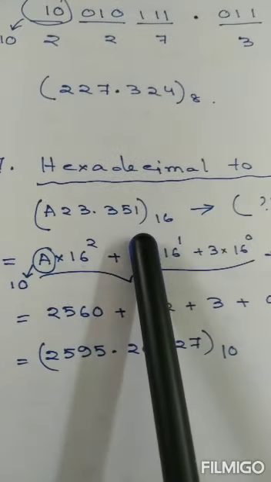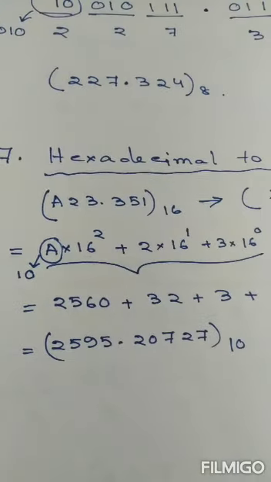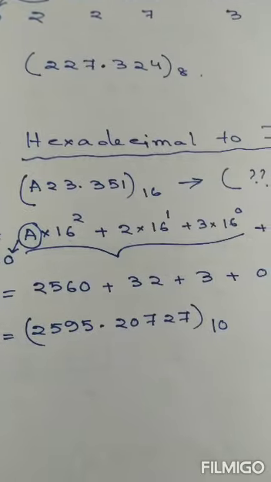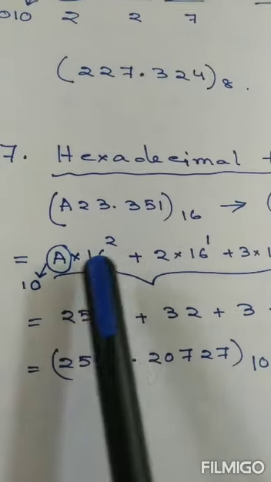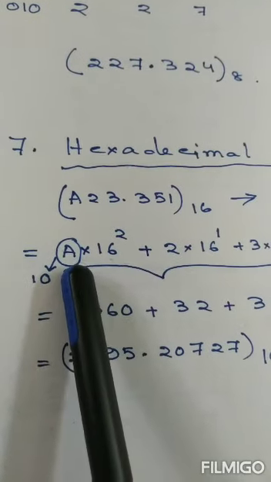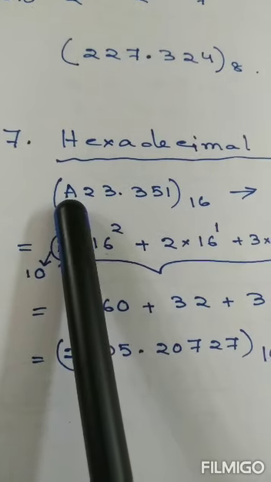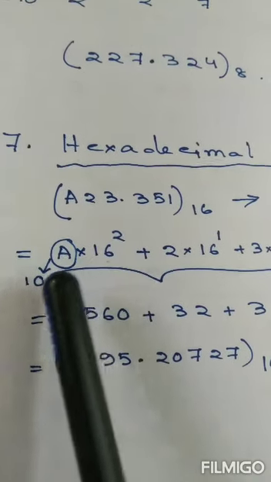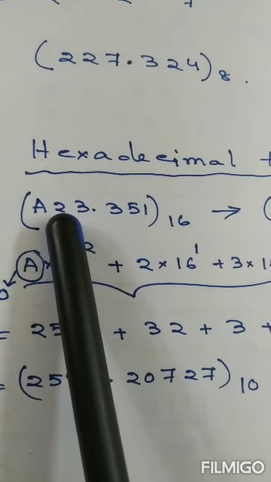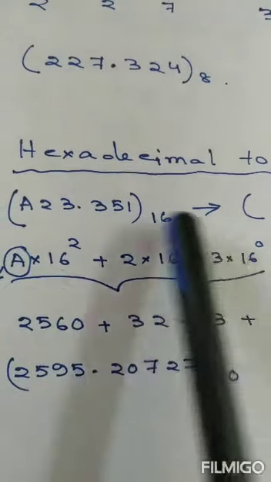So what is the process? Similarly, like the previous one, multiply with the weightage value and add the values. First of all, A means 10. So 10 into, what is the weightage value of this position? 16 to the power 2. So 10 into 16 to the power 2 plus 2 into 16 to the power 1 plus 3 into 16 to the power 0. This is the integer part.